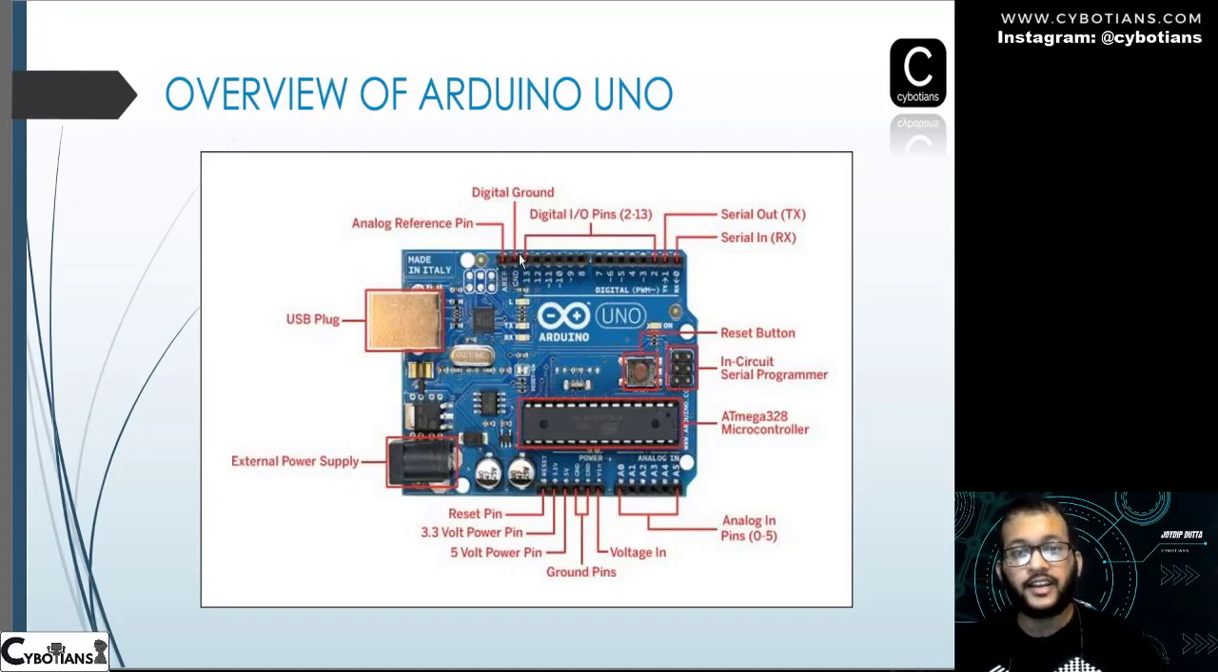And then you will find a ground pin, and then you will find an analog reference pin. So this is the entire digital section. And now let's come to the analog section. Here you will find the analog pins, where there are 6 pins from A0 to A5 from left to right. So A0, A1, A2, A3, A4, A5.